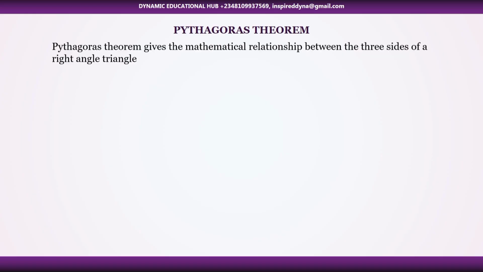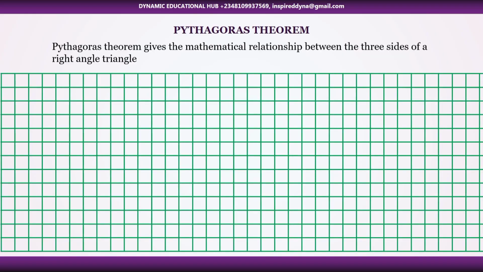Now to learn Pythagoras theorem, I will not just tell you that a square is equal to b square plus c square. So I'm going to give you the background knowledge. Let's see how we can prove Pythagoras theorem. So make sure you watch this video to the end. This is absolutely interesting.